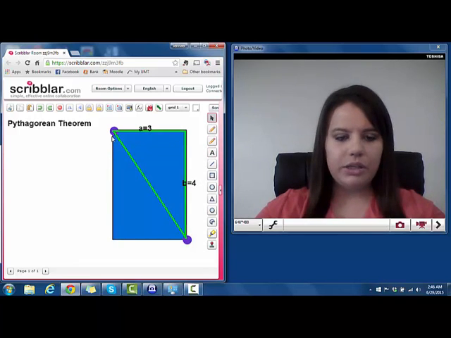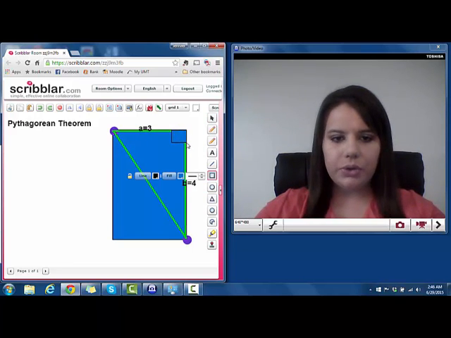You notice now that you have created a right triangle. A right triangle is any triangle that has a 90-degree angle. A 90-degree angle is in the corner.